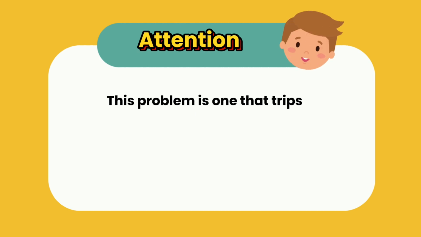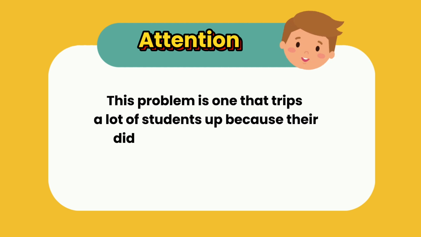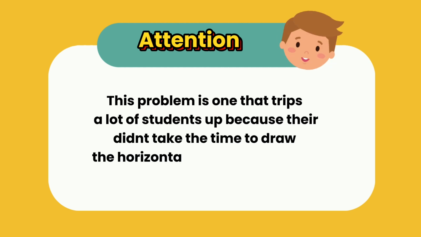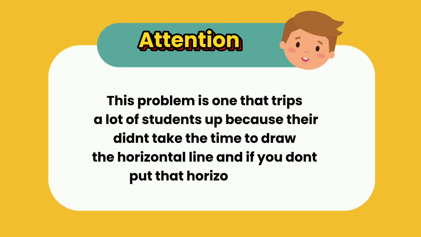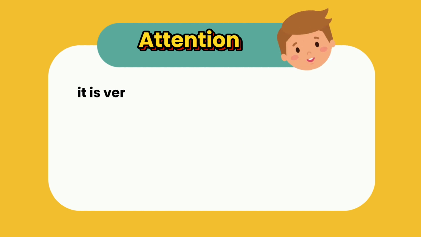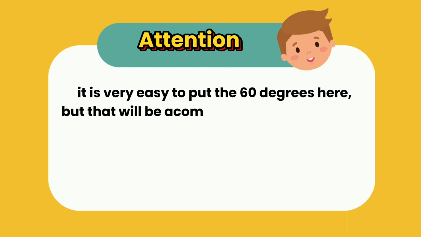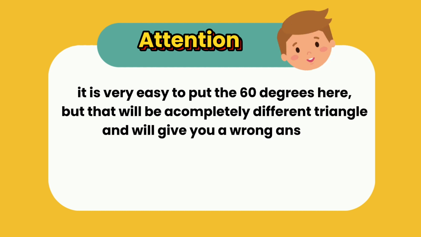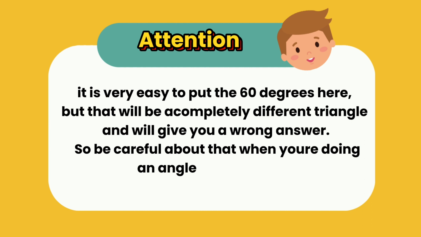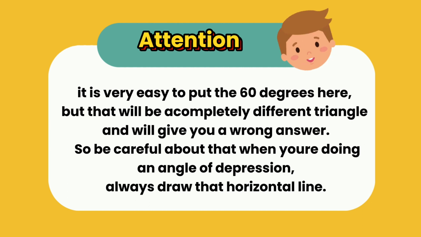This problem is one that trips a lot of students up because they don't take the time to draw the horizontal line. And if you don't put in the horizontal line, it is very easy to put the 60 degrees here. But that will be a completely different triangle and will give you a wrong answer. So be careful about that when you're doing an angle of depression. Always draw that horizontal line.